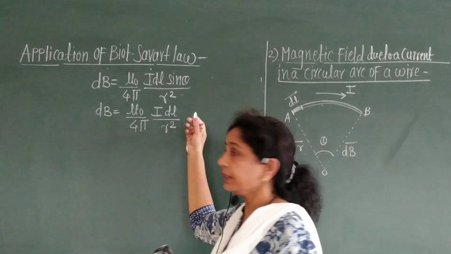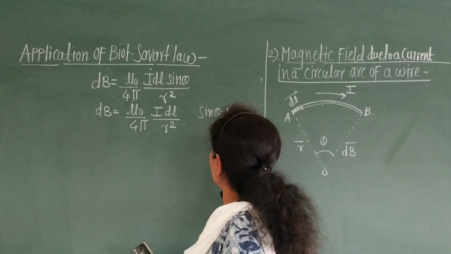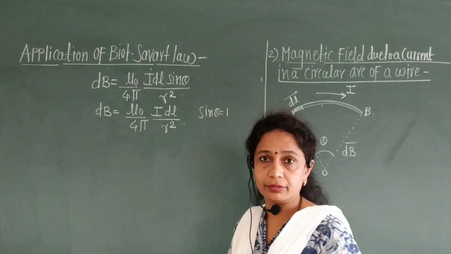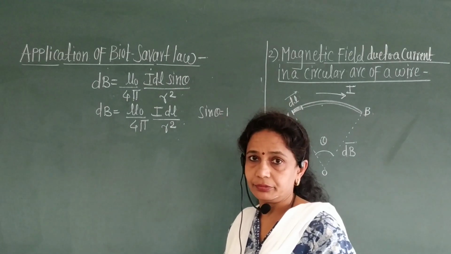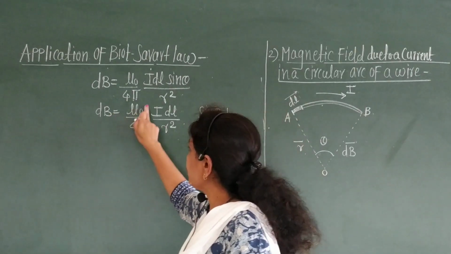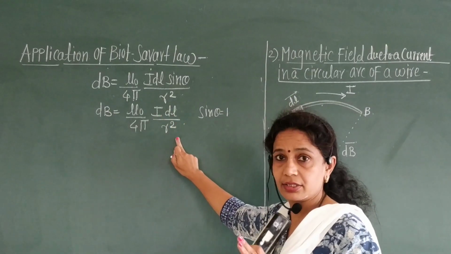Sin theta, theta is 90 here. Okay. What is the value of theta? 90. Therefore, sin 90 is equal to 1. Theta is 90 degrees, therefore sin theta is equal to 1. Therefore, dB is equal to mu 0 upon 4 pi I dl upon r square.